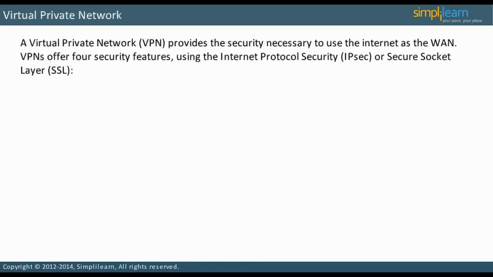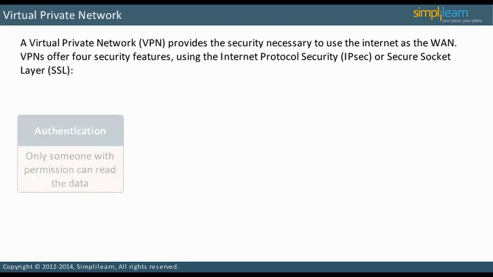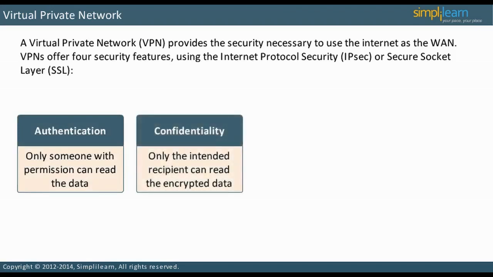A virtual private network, VPN, provides the security necessary to use the Internet as a WAN connection. This security is afforded by IPsec or SSL. VPNs can offer 4 security features. The first is authentication, where only someone with permission can read the data. The second feature is confidentiality. This means no one besides the intended recipient can read the encrypted data.